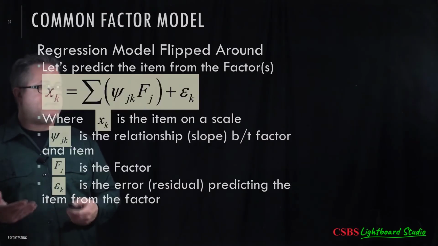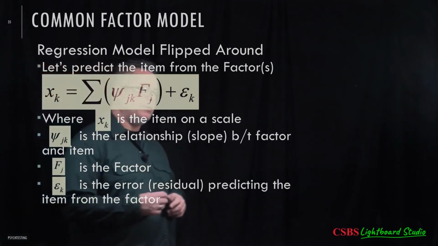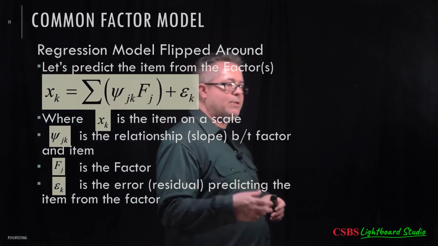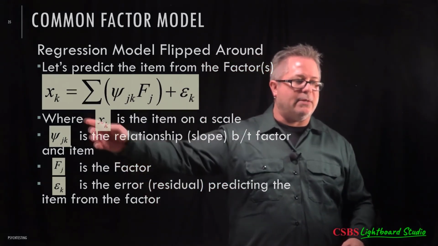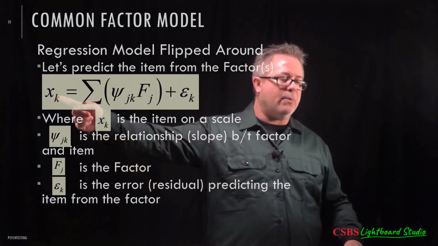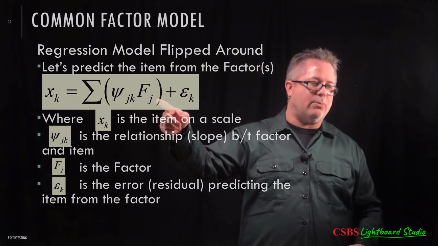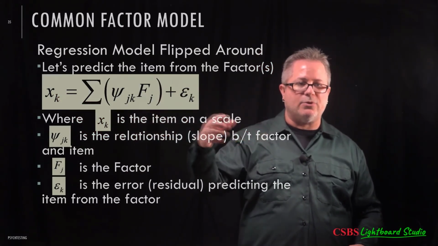So we need to flip this idea of regression around. So the regression model flipped around. Let's predict the item from the factors, right? So here we have an item, K, the same one. And what I want to do is identify any number of factors. It could be one factor, it could be 10 factors, whatever it is.